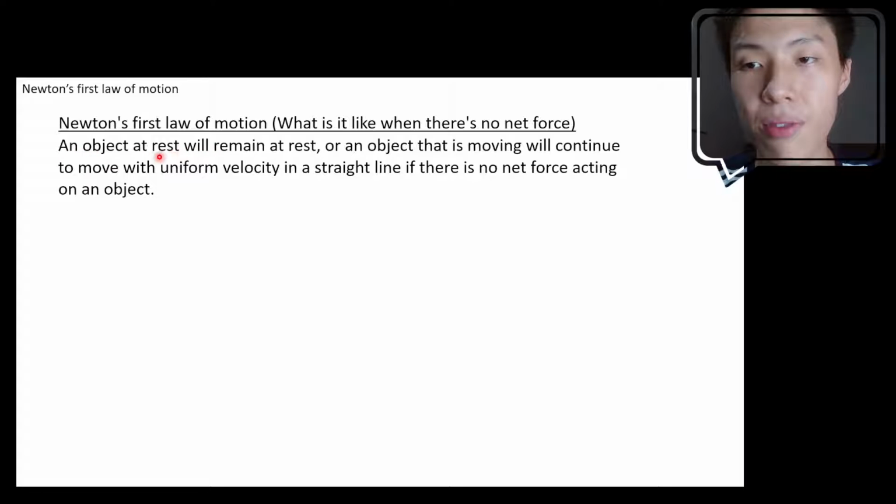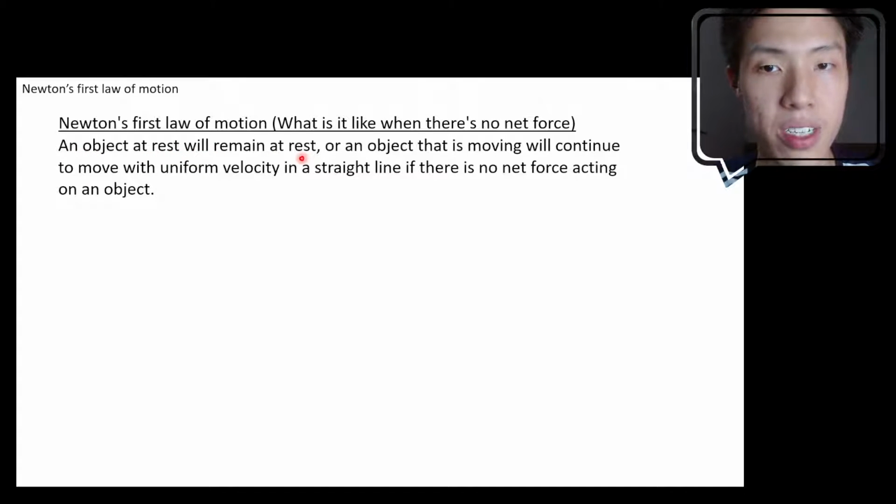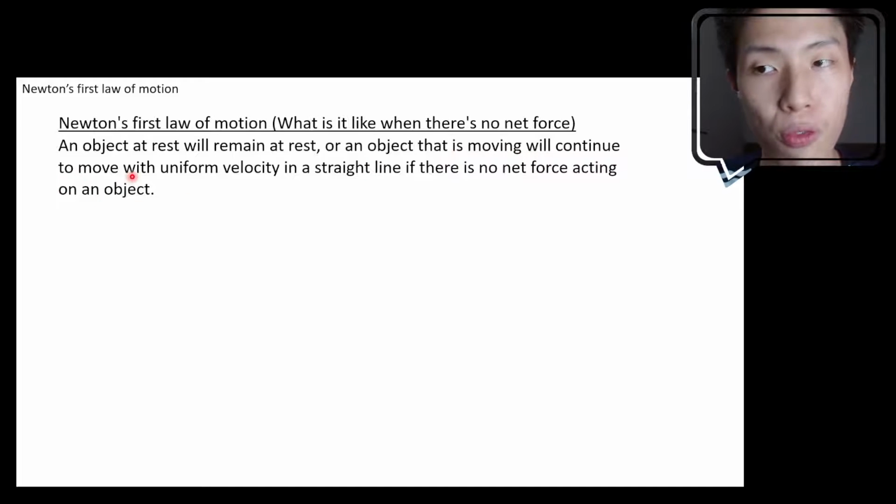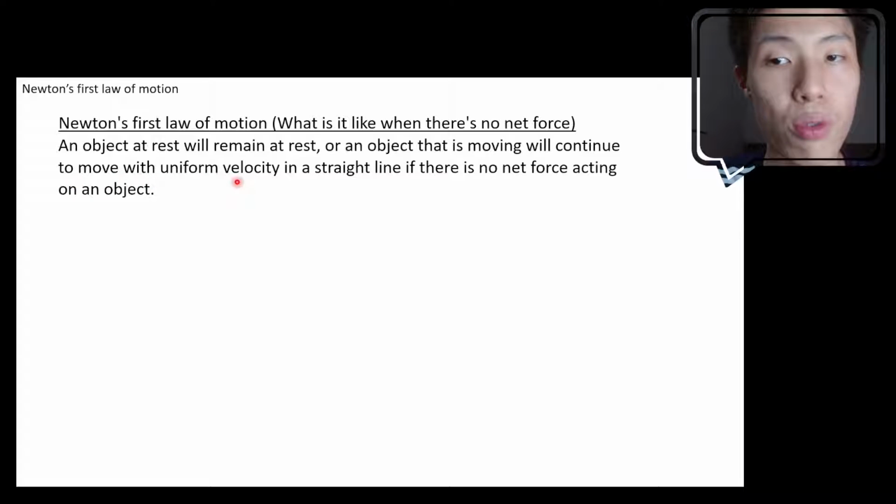An object at rest will remain at rest. An object that is moving will continue to move. But if it continues to move, it has to move with constant velocity or uniform velocity in a straight line. Okay, so there's two parts over here. First part is at rest, remain at rest. If it's moving, it will continue to move, but with uniform velocity in a straight line. So two situations that we are going to analyze. And this is what happens if there's no net force acting on an object.